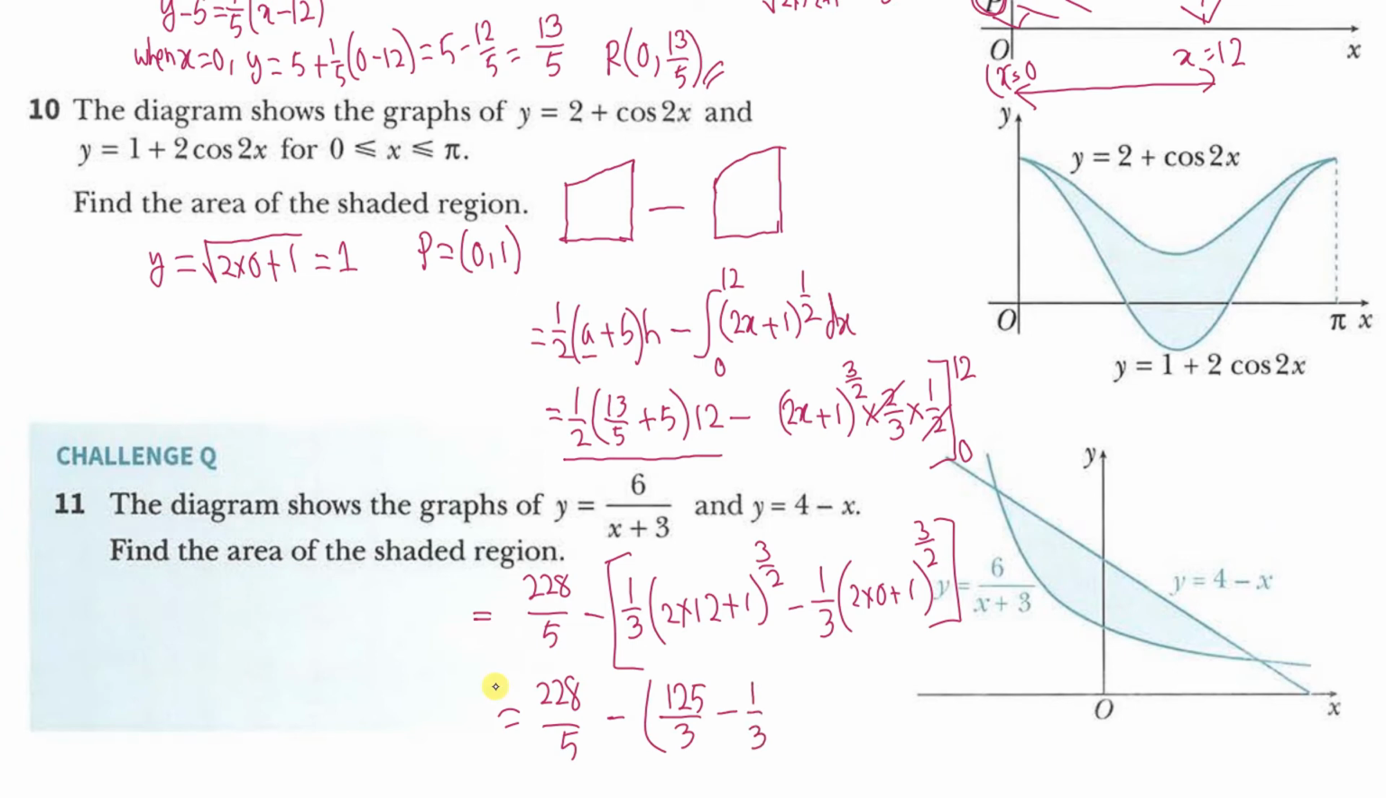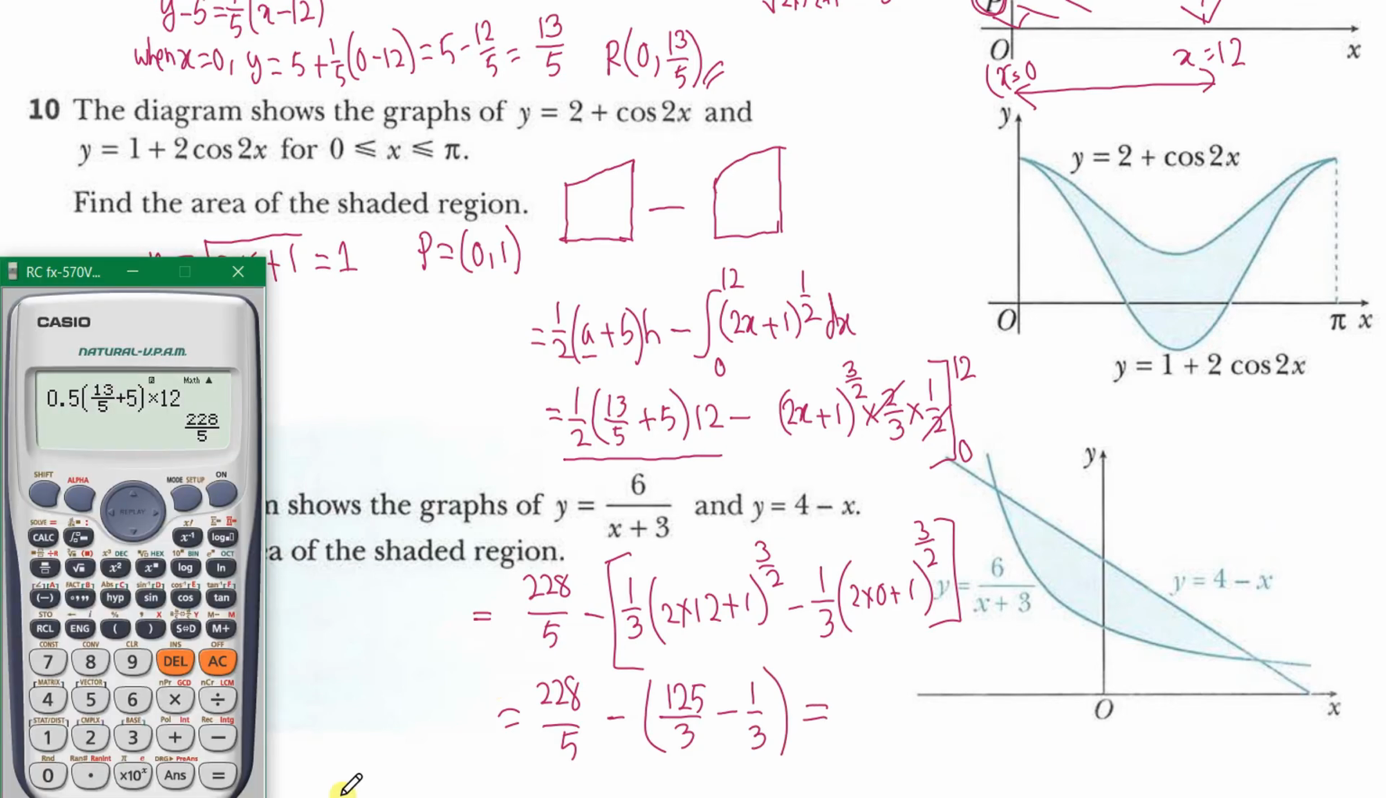Now our final answer: we already wrote 228 by 5, then you can write minus 125 by 3. Right, to write 125 divided by 3. Sorry, I made a mistake.